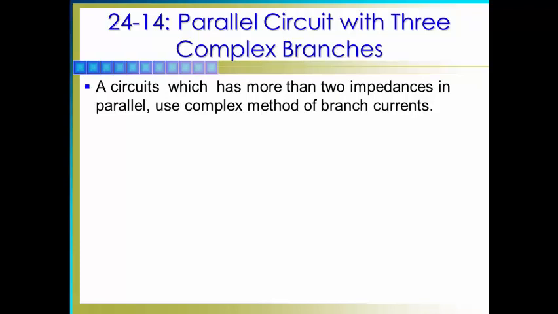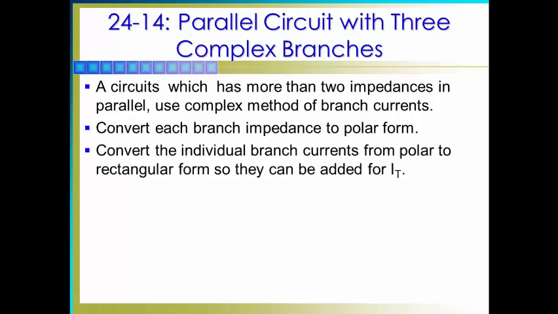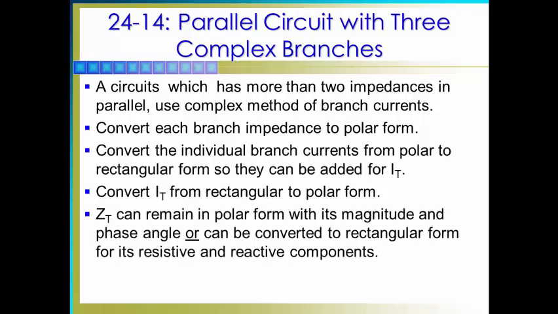So if you have a parallel circuit with three complex branches, the circuit which has more than two impedances in parallel, basically use this complex method of branch current: convert each branch impedance into the polar form, and convert individual branch currents from polar to the rectangular one, because then you can add them to get the total current. Then convert the total current from rectangular to polar form, and the impedance of course can remain in the polar form with its magnitude and phase angle, or can be converted to the rectangular form for its resistive part and the reactive component.